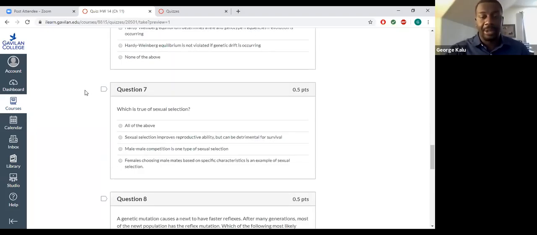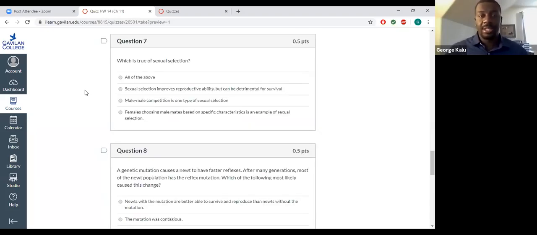Okay. Question 7. So which is true of sexual selection? Okay. So we have sexual selection improves reproductive ability, but can be detrimental for survival. We have male competition is one type of sexual selection, and females choosing mates based on specific characteristics is an example of sexual selection, or all of the above. Which one is true? Right, all of the above.